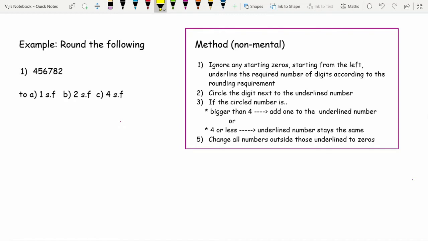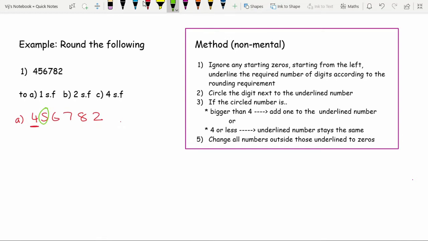That sounds a bit of a mouthful, so let's have a look at what I actually mean by doing that. Well, it'll certainly help if I've got the right pen. Looking at A, I'll write down the number again. Here I'm going to round this number to the first Sig Fig. So I ignore any starting zeros. In this number we've got no starting zeros, so I'm just going to underline the 4 because I've got 1 Sig Fig. From this, I then want to circle the digit next to the underlined number. My underlined number is 4, so I'm going to circle the 5.